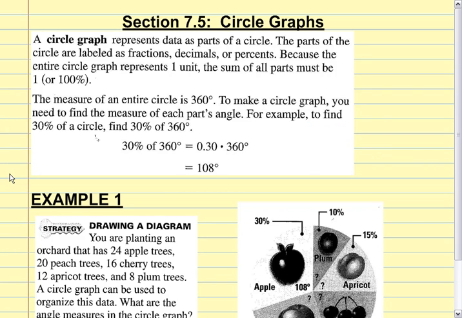Now, the measure of an entire circle is 360 degrees. To make a circle graph, you need to find the measure of each part's angle. For example, to find 30% of a circle, find 30% of 360 degrees. Do we know how to find what is 30% of 360 degrees? How would we do that, Jenna?